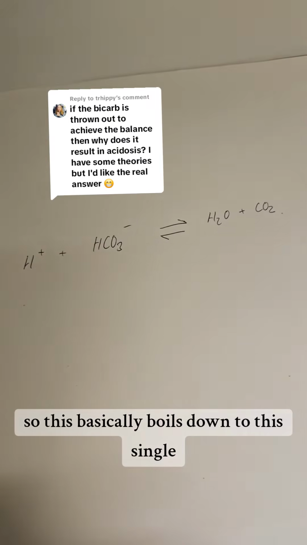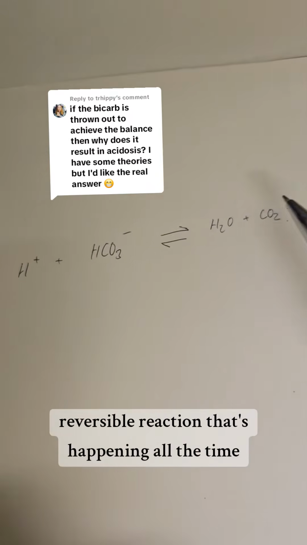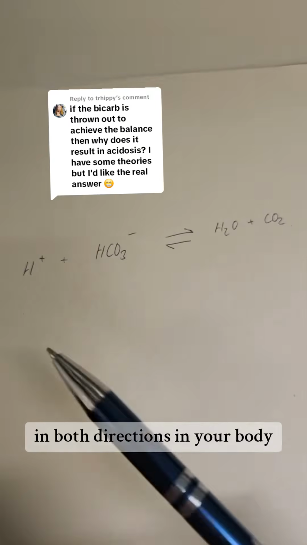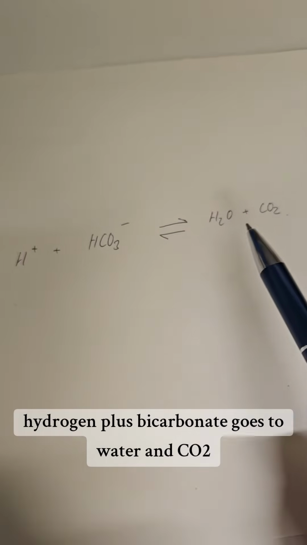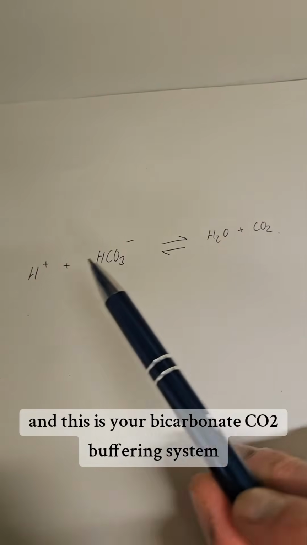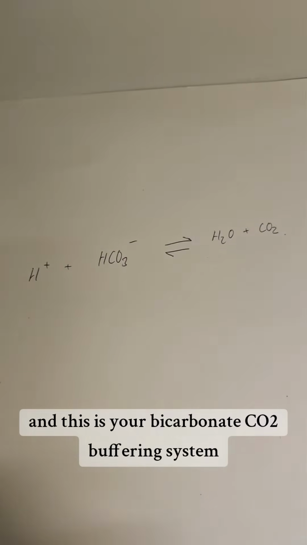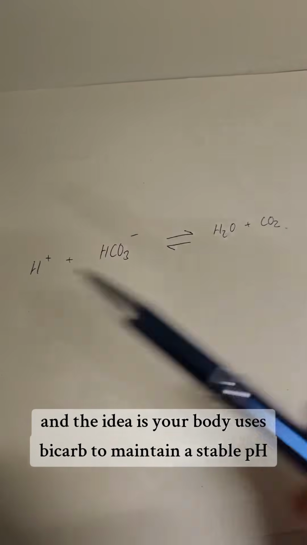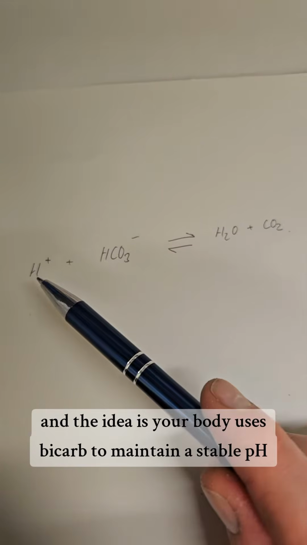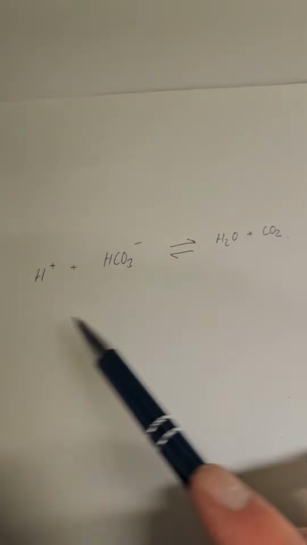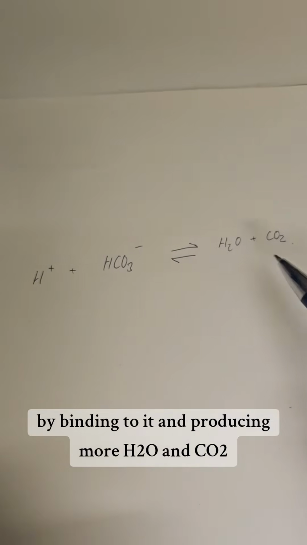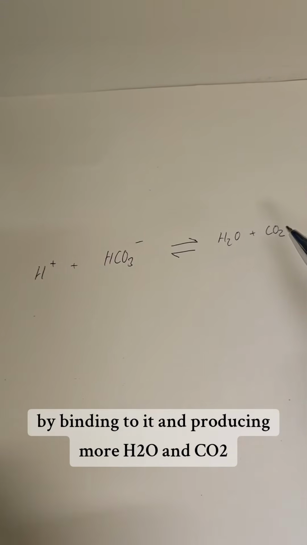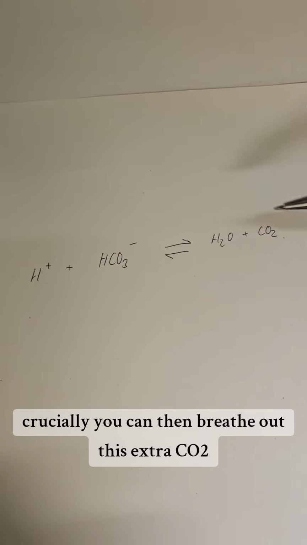Yeah, great question. So this basically boils down to this single reversible reaction that's happening all the time in both directions in your body. Hydrogen plus bicarbonate goes to water and CO2, and this is your bicarbonate CO2 buffering system. The idea is your body uses bicarb to maintain a stable pH. You will use bicarb to buffer that by binding to it and producing more H2O and CO2. Crucially, you can then breathe out this extra CO2.